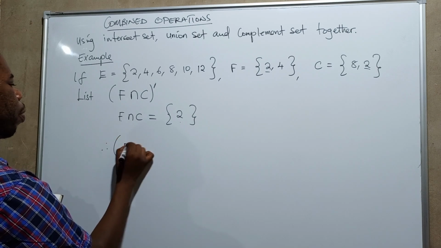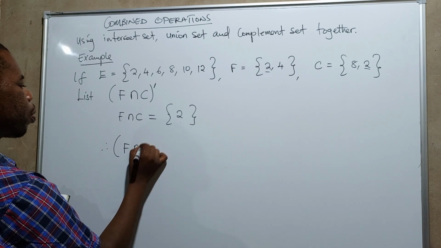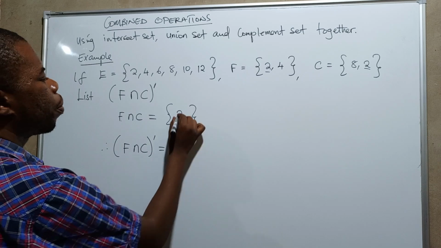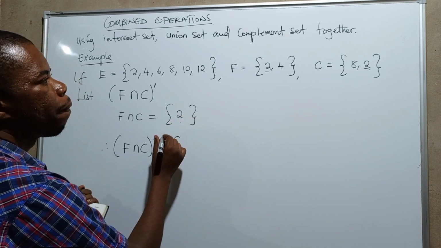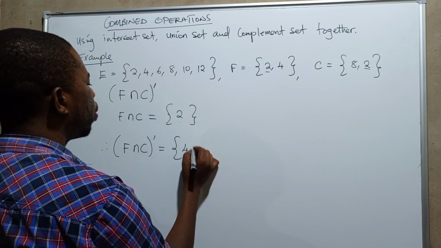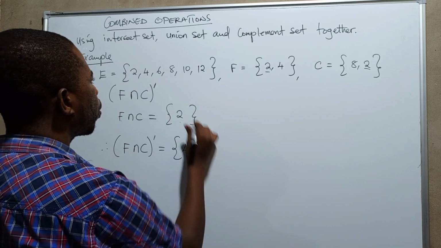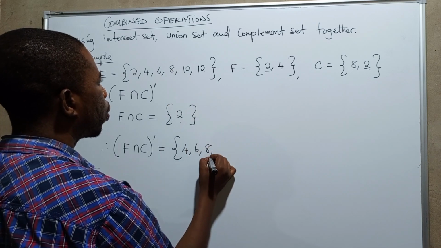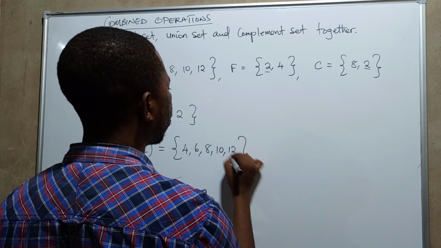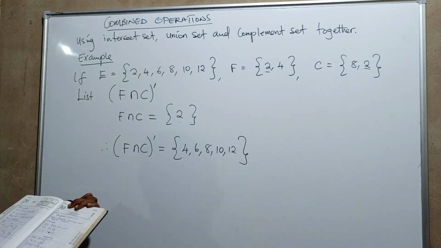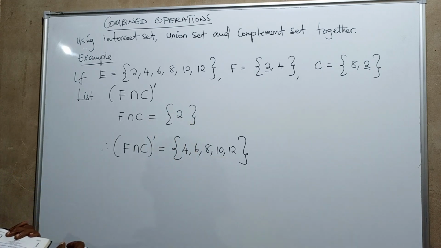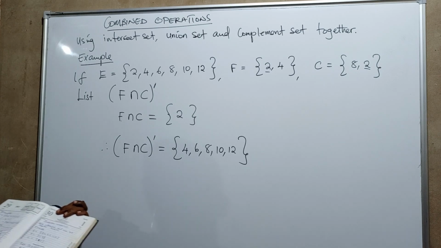Open brackets F intersection C complement. We should just come up with a set where 2 will not be there. So we can start with 4, then 6, then 8, then 10, then 12. That is all. So these are not part of this. So that's how we can answer such.